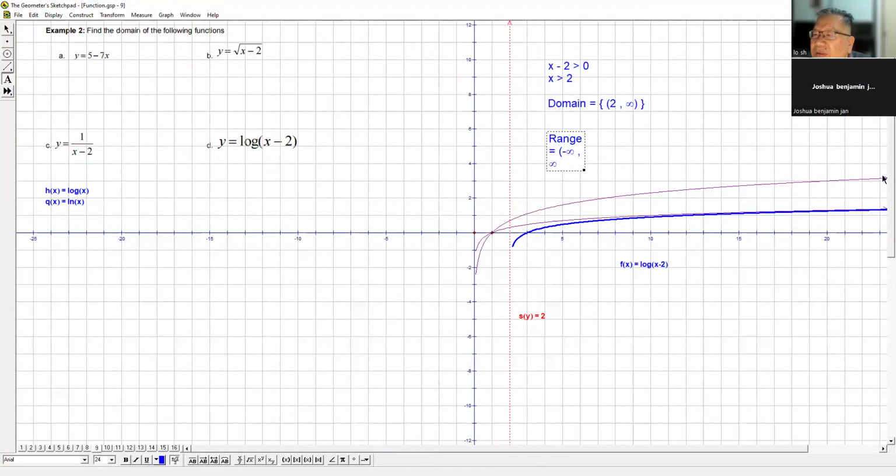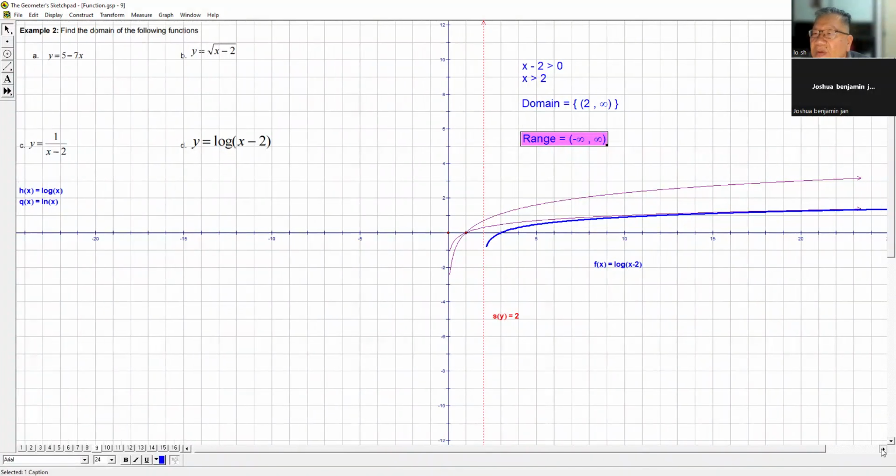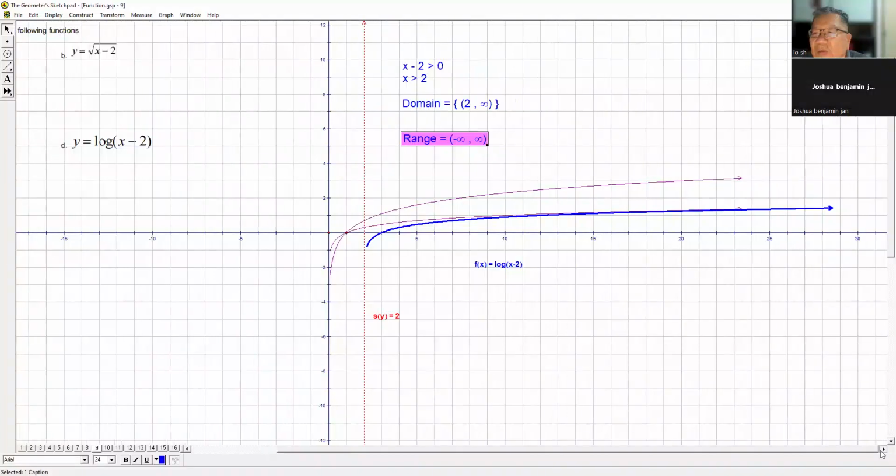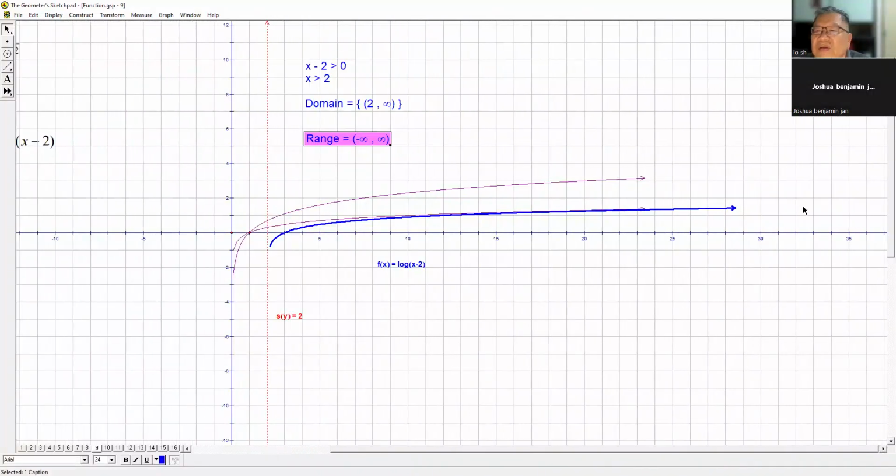On this side also it is the same. You can go further and further. This graph doesn't just stop here. You can go further. You stretch until positive infinity.